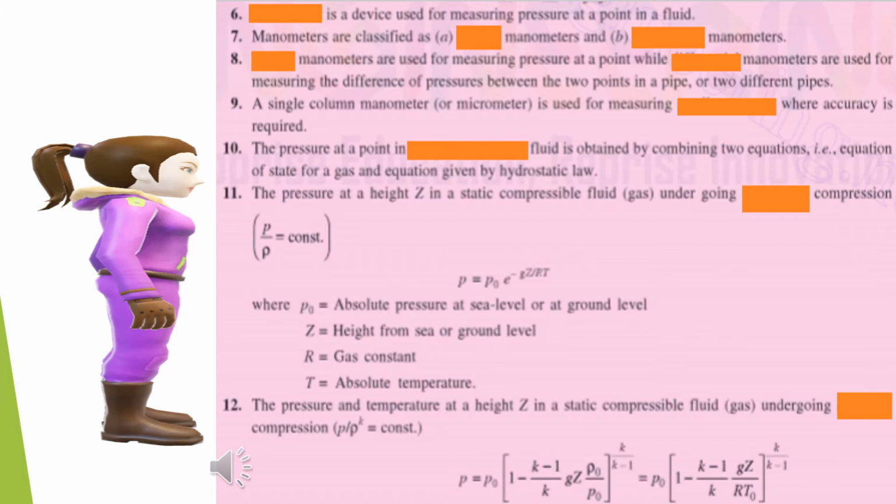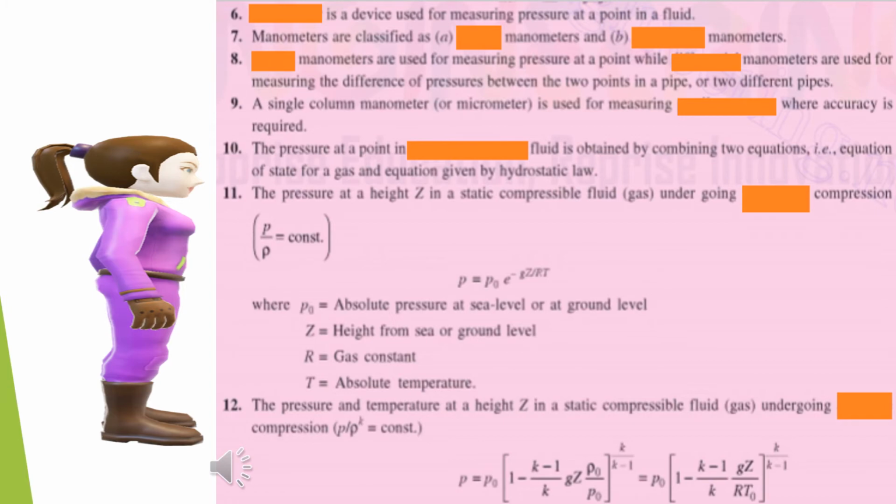Ninth one, a single column manometer or micromanometer is used for measuring dash where accuracy is required. Tenth one, the pressure at a point in dash fluid is obtained by combining two equations, that is the equation of state for a gas and the equation given by the hydrostatic law.